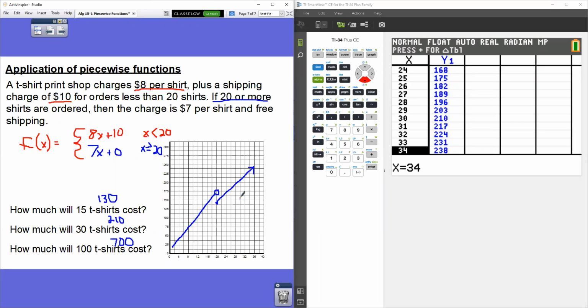Is this a function? Yes, it is. Even though it has 2 dots right above each other, remember one is a closed dot and one is an open dot.